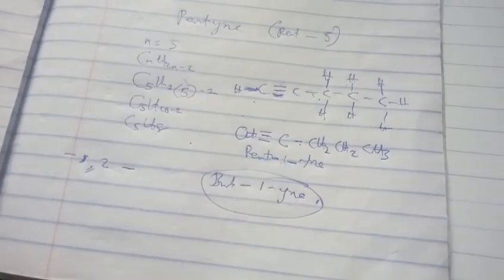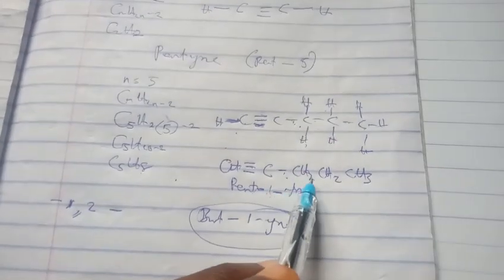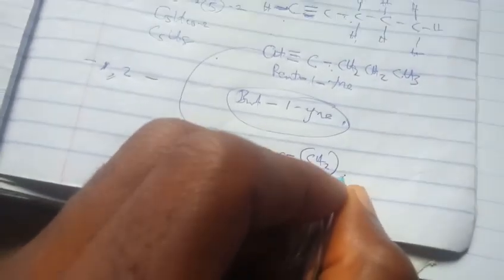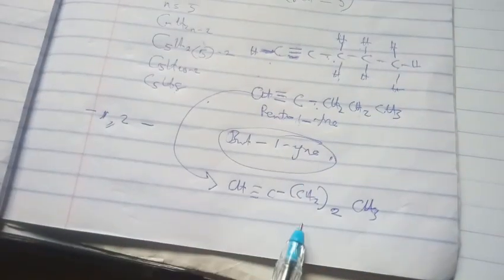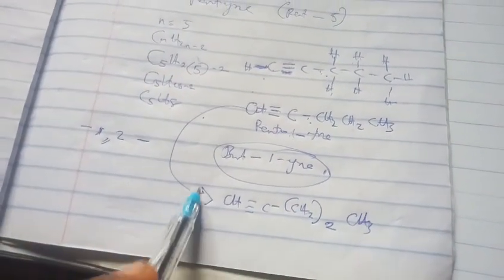Another thing is that in this structure you can see we have two CH2, so you can rewrite this as CH2 in a bracket, and then you put 2, CH3, to show that these two are the same, put in a bracket. So this is actually the condensed structure for this.